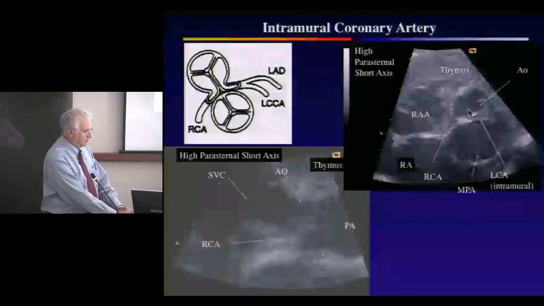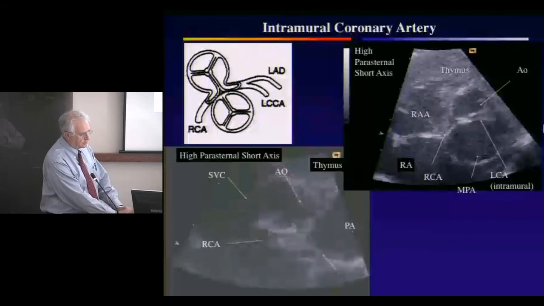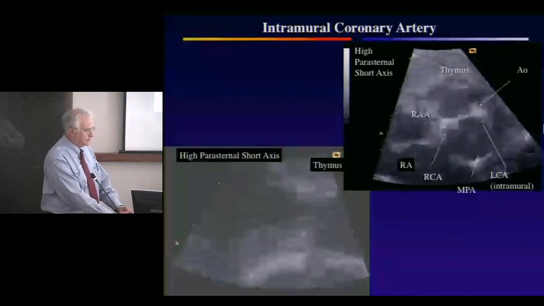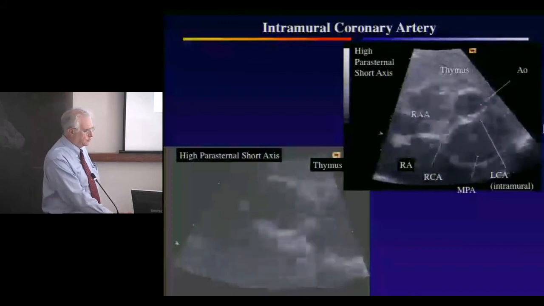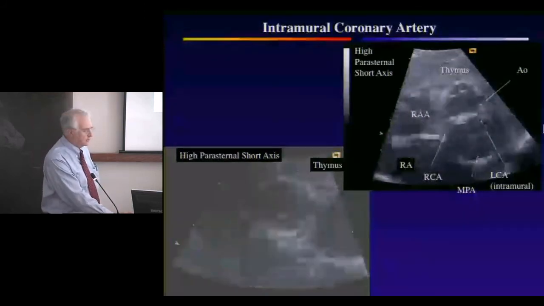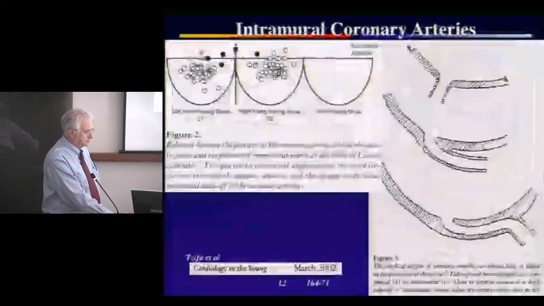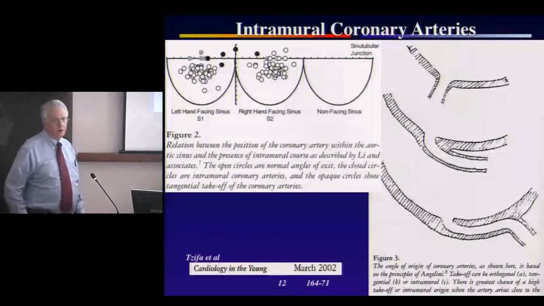There's the right coronary, and here's this intramural course coming off the same sinus, running across the commissure and towards the left. And I think it's fair to say that in our experience the intramural course is more common with the left than the right coronary artery. Now, this is a paper by Tsifa. Actually, Tsifa is somebody called Bob Anderson.